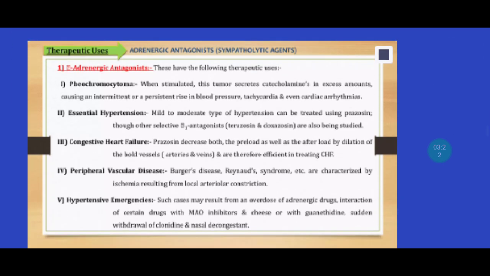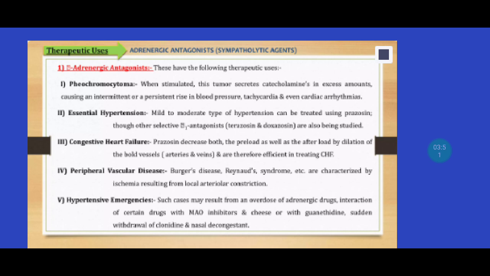Now we will see the therapeutic uses of the adrenergic antagonist. So they are used in pheochromocytoma. Pheochromocytoma means when stimulated, the tumor will secrete catecholamines in excess amount. It will cause intermittent or persistent rise in blood pressure, tachycardia, and even cardiac arrhythmias.